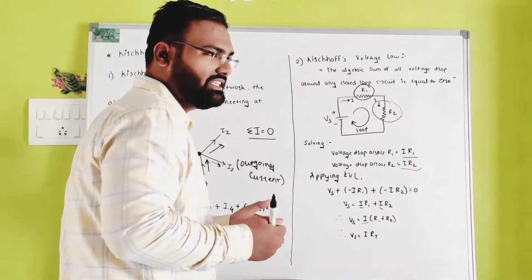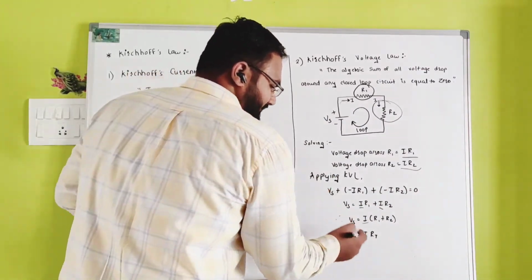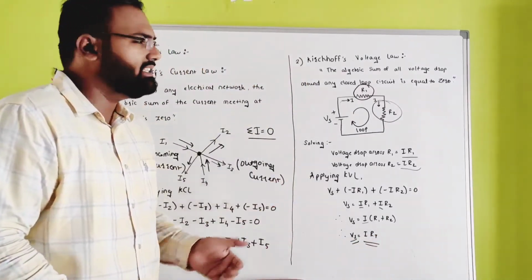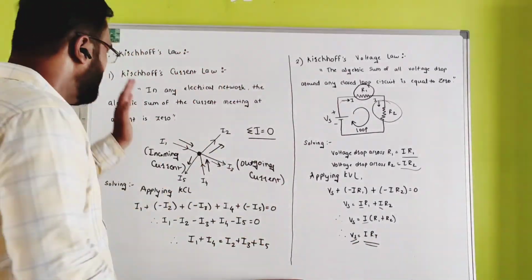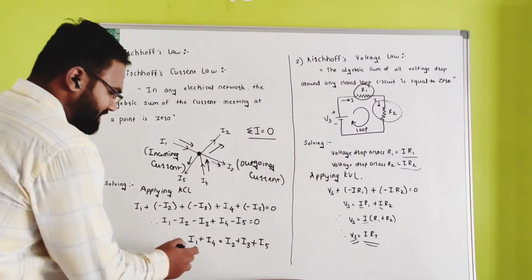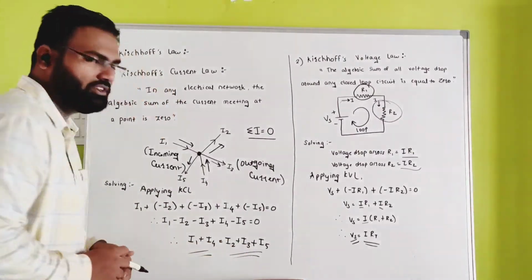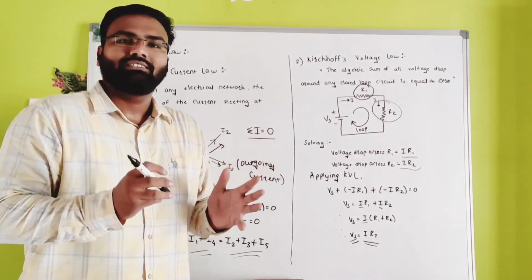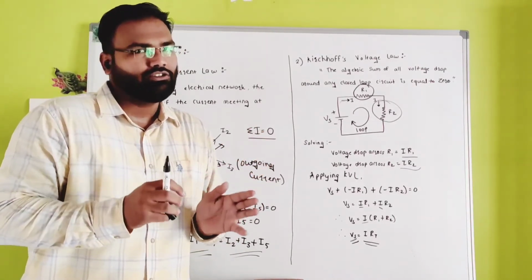Now how can we say that this is proved? When this voltage is equal to this voltage, we can say that KVL is proved. Similarly over here, when the input current is equal to the output current, at that time we can say that KCL is proved. So this is Kirchhoff's current law and Kirchhoff's voltage law.